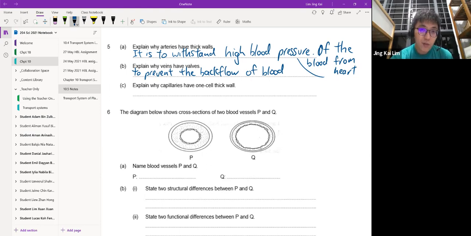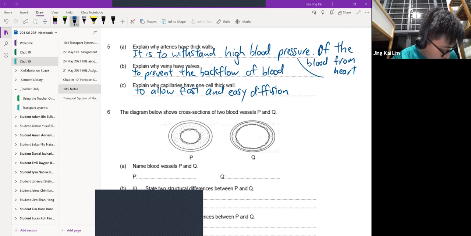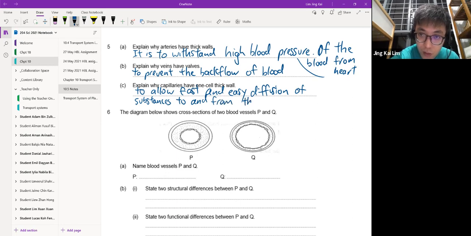Explain why capillaries have one cell thick walls. Like what I was explaining before, it is to allow fast and easy diffusion of substances to and from the heart.